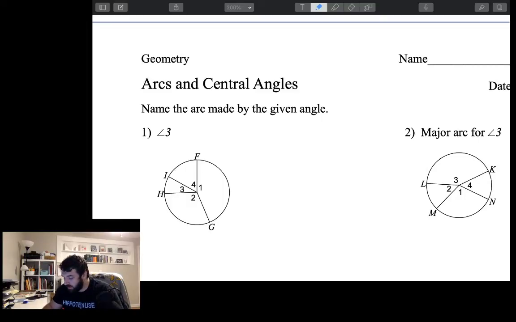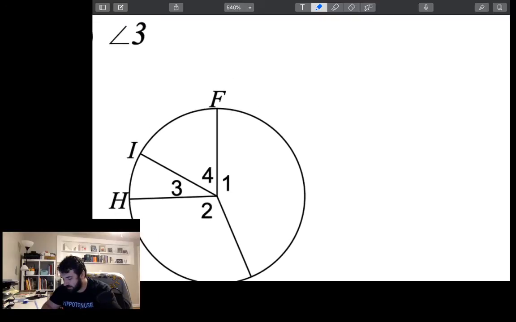So, a couple quick things I wanted to talk about with arc, central angles, and how to figure all this stuff out. This isn't actually part of your assignment, but I wanted to talk about how these things are named in comparison to each other. If I've got angle 3 here, this corresponds to minor arc HI. Of course, it goes with a straight line there, but it corresponds to minor arc HI, so it goes just from here to here.